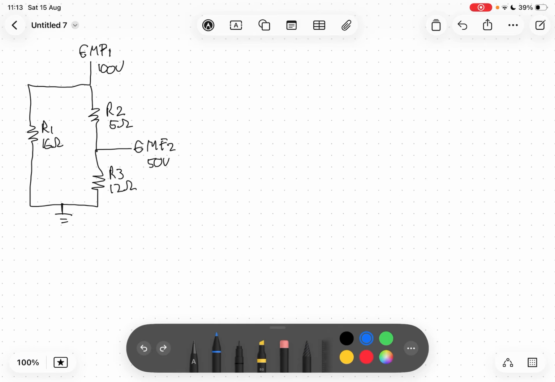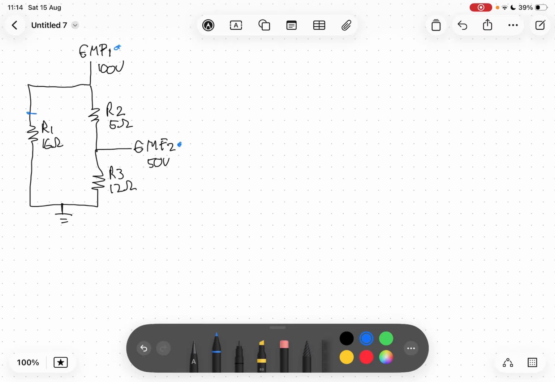Today I'm going to show you how to solve for this electrical circuit. It might look challenging because of this EMF1 and EMF2, but if you follow these next steps, it will be quite easy to solve. The first step is to just see the voltages for each node.